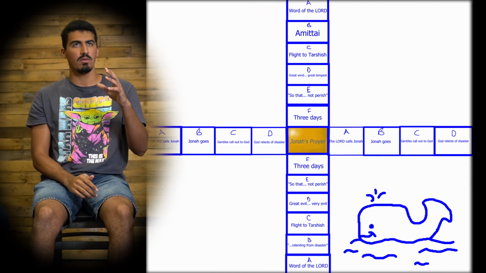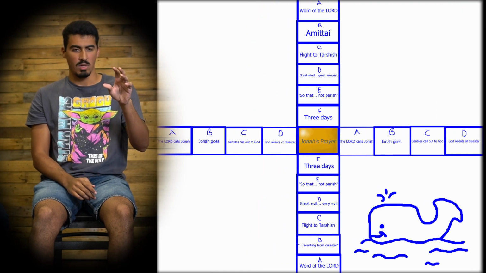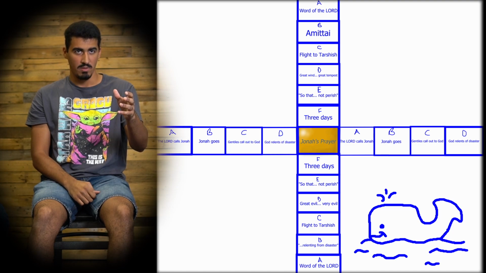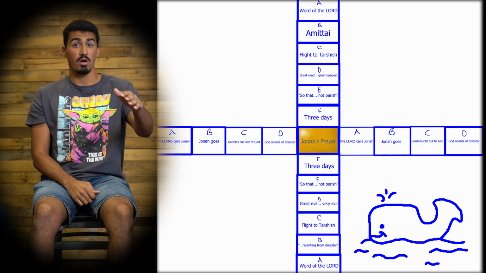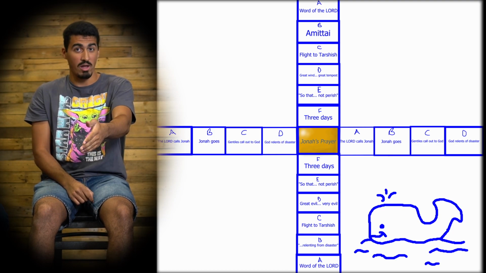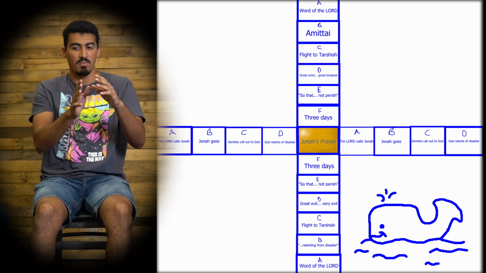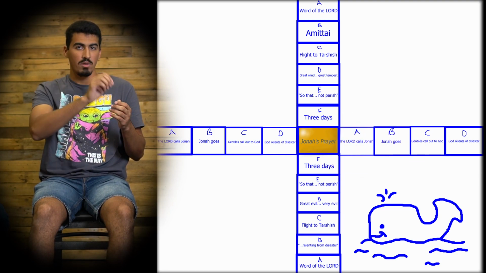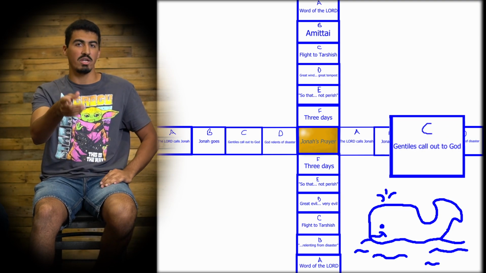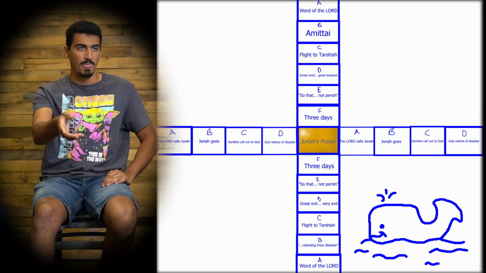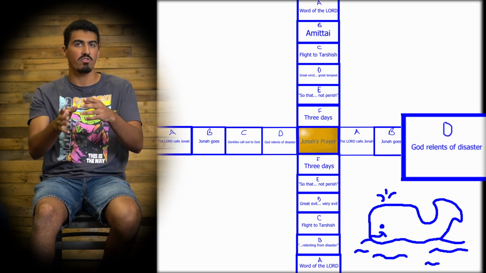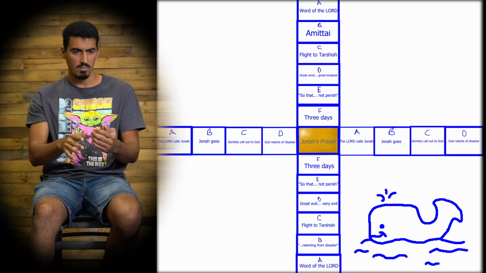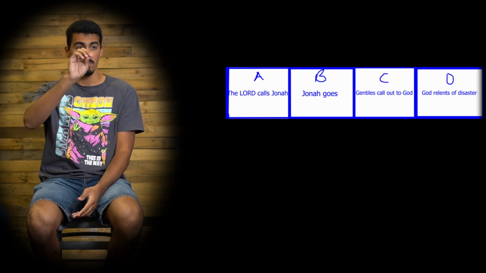And so we see that in the book of Jonah, right? You start off with, let's say, the word of the Lord comes to Jonah. Then Jonah goes, whether he goes where God told him or not, it's just a matter of the fact he goes. So A, the Lord calls Jonah. B, Jonah goes. C, we have Gentiles repent. And then D, God relents of a calamity, right?